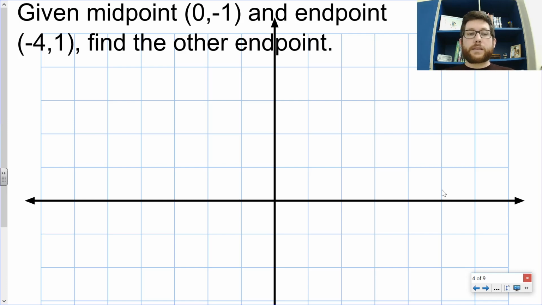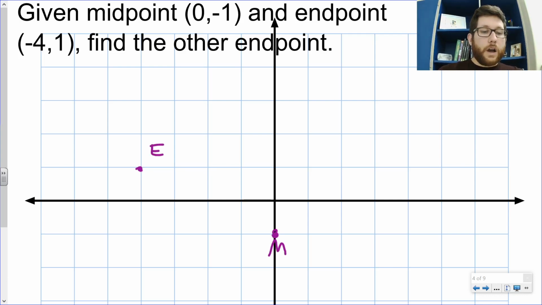We're going to look at two ways: graphically and algebraically. Let's look graphically. Let's start by graphing my midpoint and my endpoint. One of the keys is making sure that you label your points. Otherwise you don't know when you're looking at a graph which one is the midpoint and which one is the endpoint. So let's graph these at 0, -1. That puts me right here, and I'm going to put an M here for midpoint. Then -4, 1: 1, 2, 3, 4, and up 1, that puts me here.